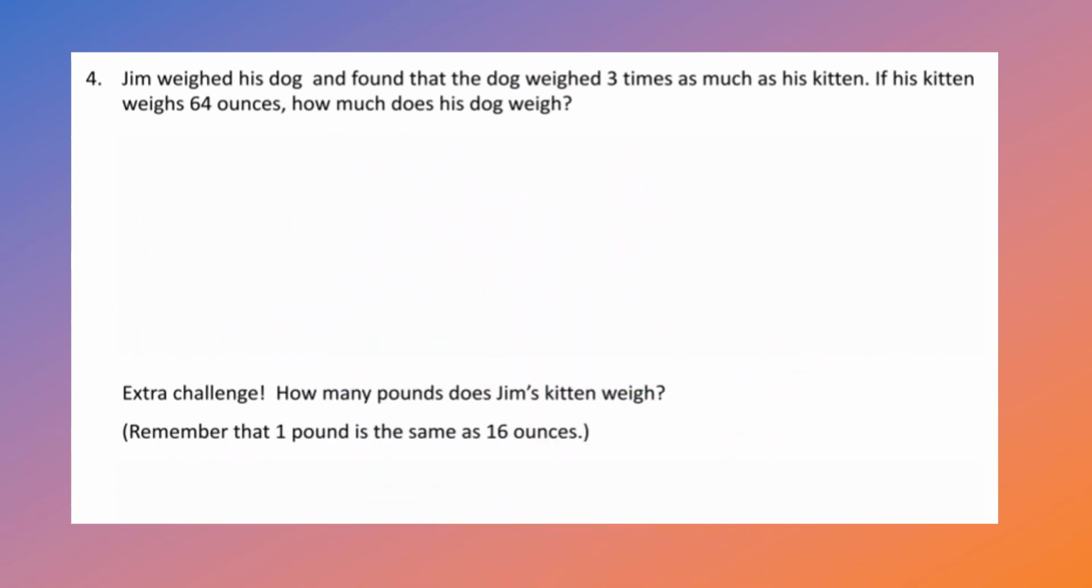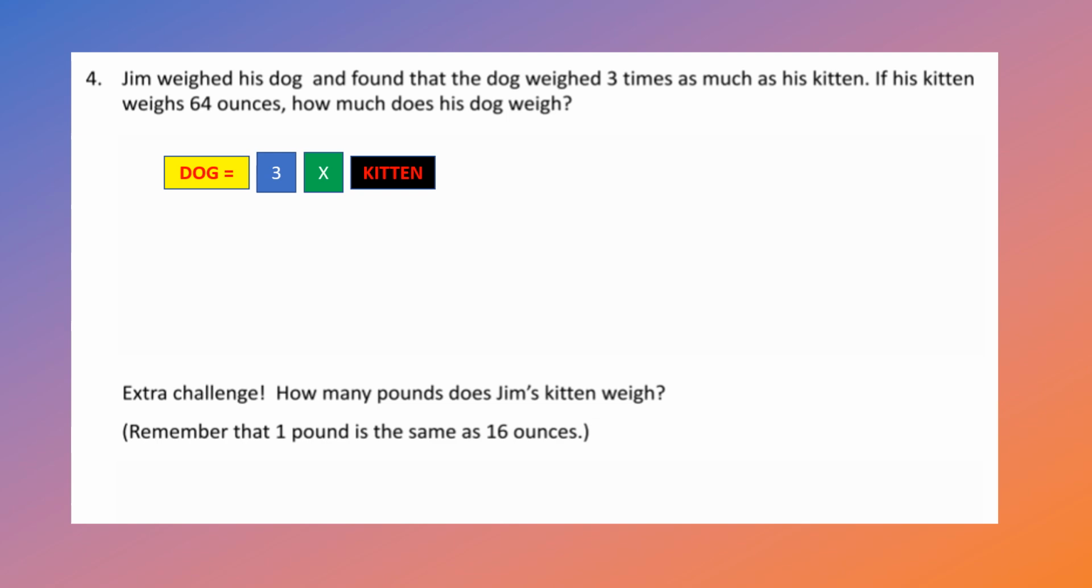Moving on to number 4. Number 4 said, Jim weighed his dog and found that the dog weighed 3 times as much as his kitten. If his kitten weighs 64 ounces, how much does the dog weigh? Okay, let's see. Jim weighed his dog and found that the dog weighed 3 times as much as his kitten. So I would write the dog equals 3 times the kitten. So I can find out the weight of the dog by multiplying 3 times the kitten.